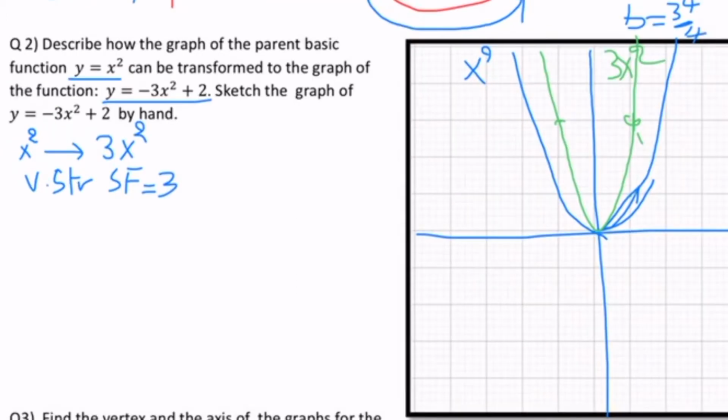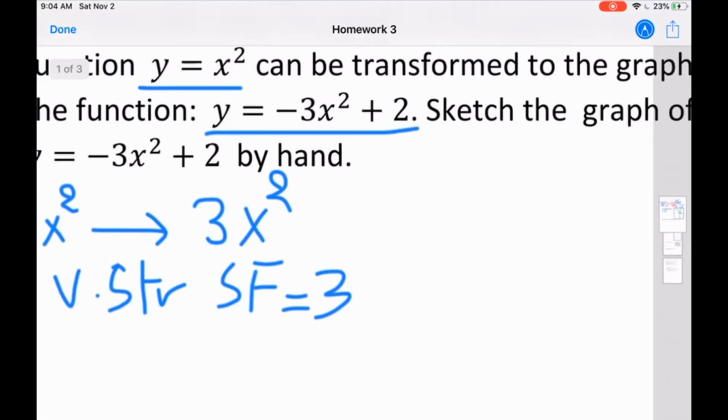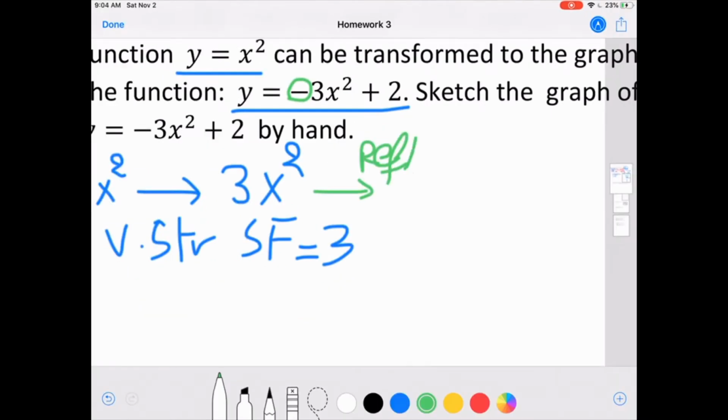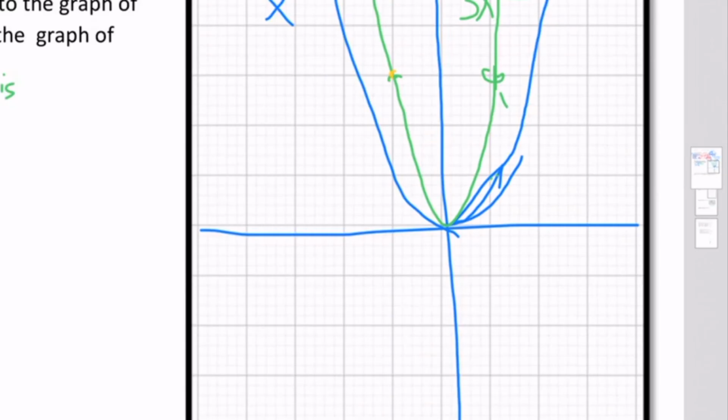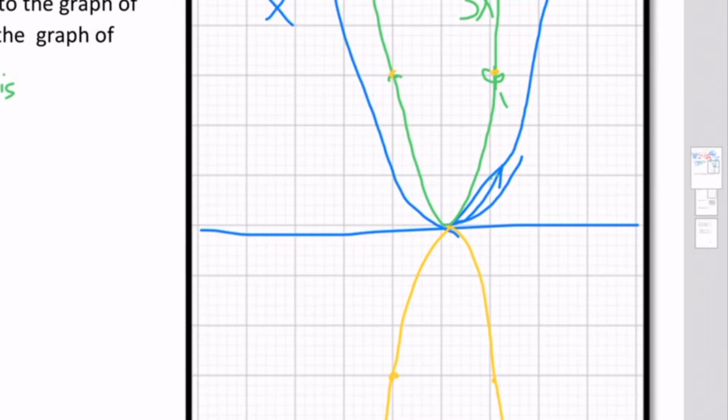After that we have this minus. This is a reflection across the x-axis, so we get minus 3x squared. This point is going to come here, and this point is going to come here. So that's your graph, the reflection. There is a slight problem with the y-axis.